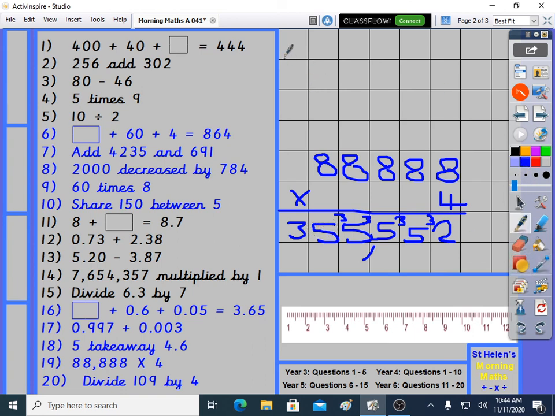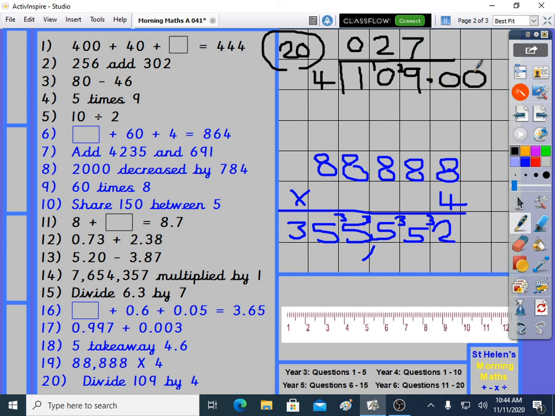And question 20 is the last one. 109 divided by 4. I'll start doing it. It's not going to work. You might know that already. That's 7. It's remainder 1, but I'll put a 0.00 on the end so I can carry the little 1. Put a point up here, and then I'll get a nice decimal answer of 27.25. Hopefully you're getting good at doing those ones. 27.25. Let's check all the answers.